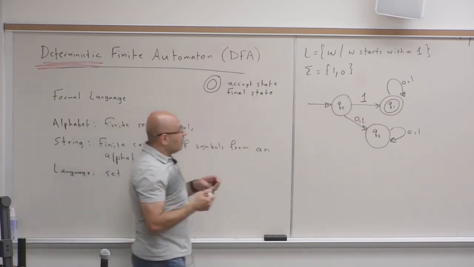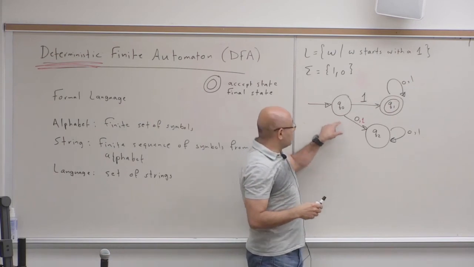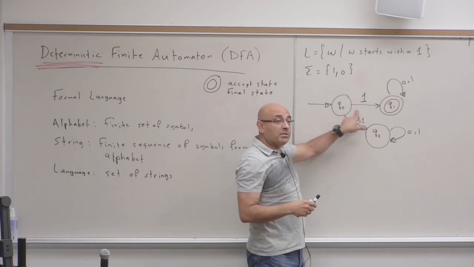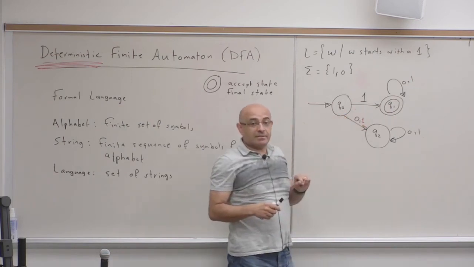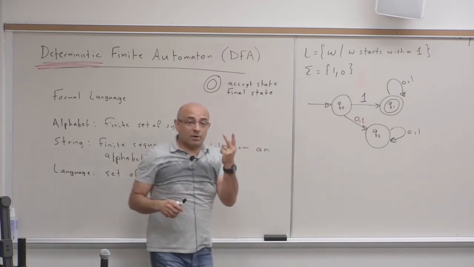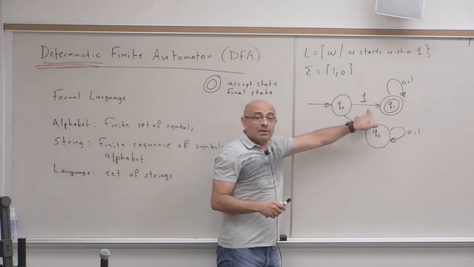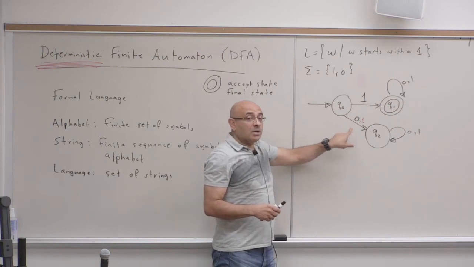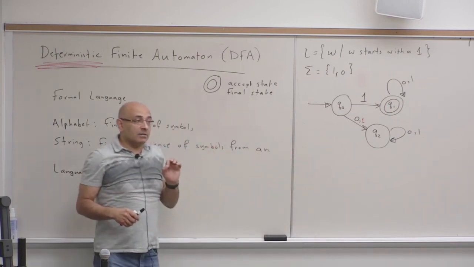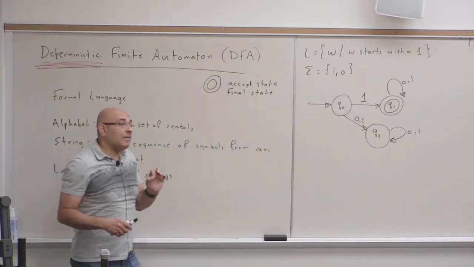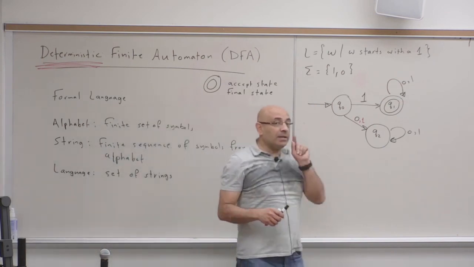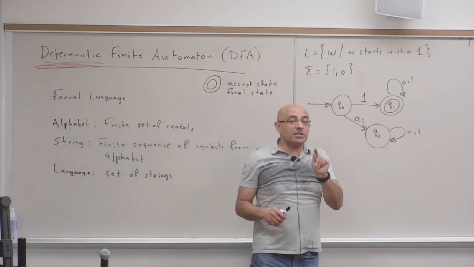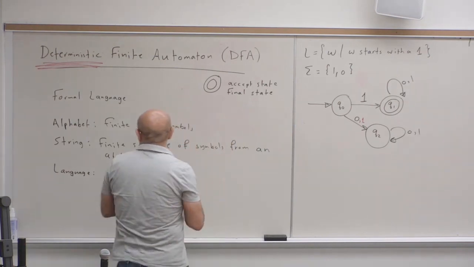Now it's non-deterministic because if you get a 1 when you are in Q0, you have 2 possibilities. You have 2 transitions for a 1. You can either go this way or go this way. So in order for a finite automata to be deterministic, you have to have exactly 1 transition for each symbol in the alphabet. So that's what deterministic means.